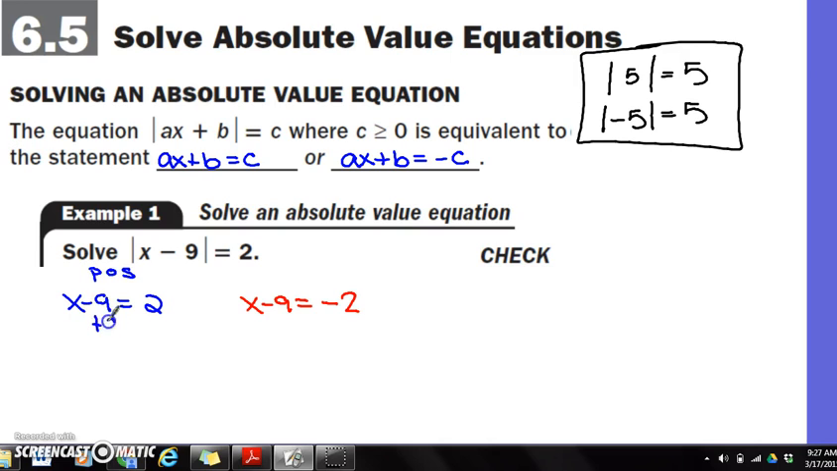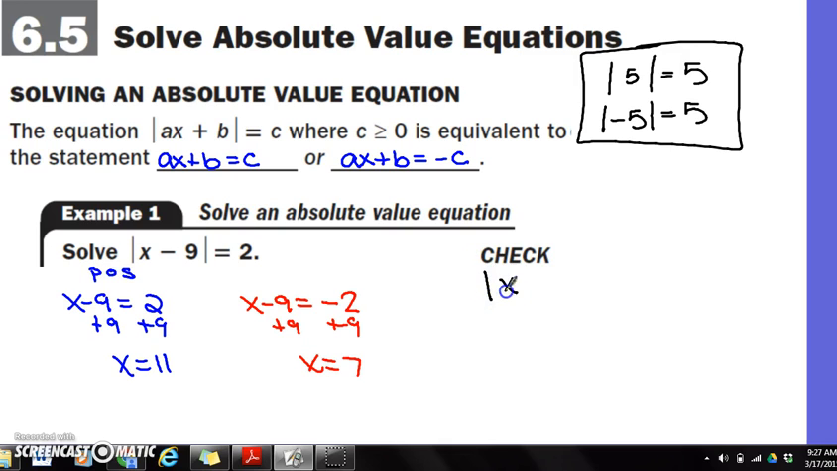You're going to add your 9 to both sides. You're going to get x equals 11, so that's one answer. You're going to get a second answer. You're going to add your 9 to both sides. You're going to get x equals 7, so that's your second answer. Then we're going to use both of those answers and check. Let me show you how to check.